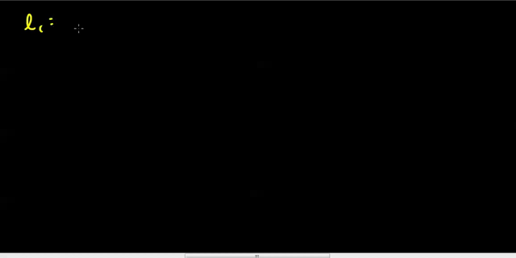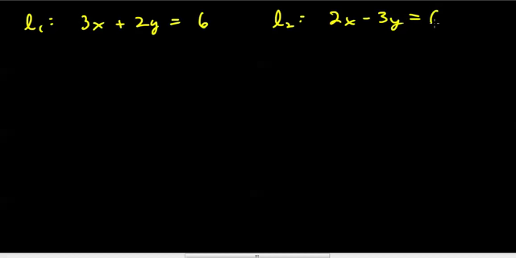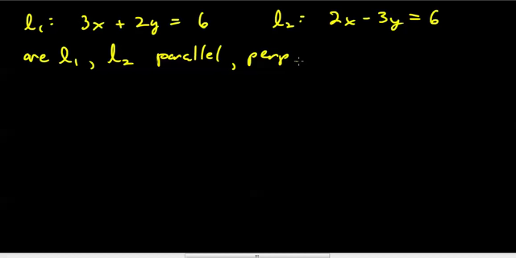Let's give you line 1: 3x plus 2y equals 6, a line in standard form, and another line, line 2, also in standard form. And I'll ask, are these lines, L1 and L2, parallel, perpendicular, or neither?